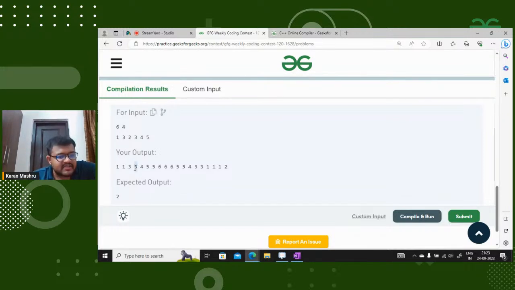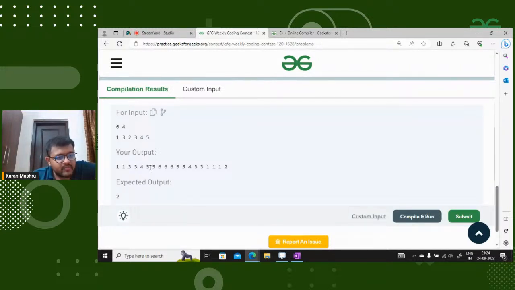How many subsets are there whose sum is equals to 4? There are 3 subsets. 1 and the first 3, 1 and the second 3, and the 4 itself. How many subsets are there whose sum is equals to 5? There are 4 subsets. 1 and 4, 3 and 2, 3 and 2, and the 5 itself.